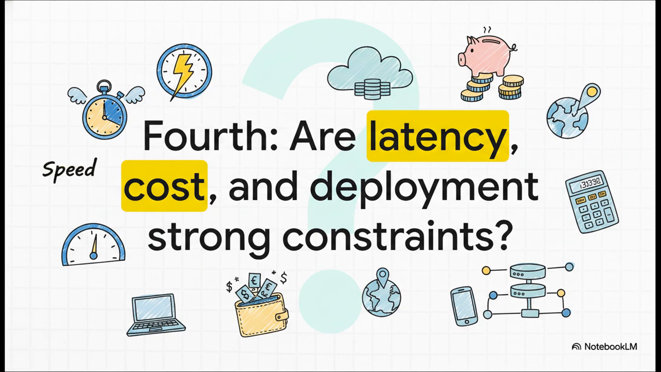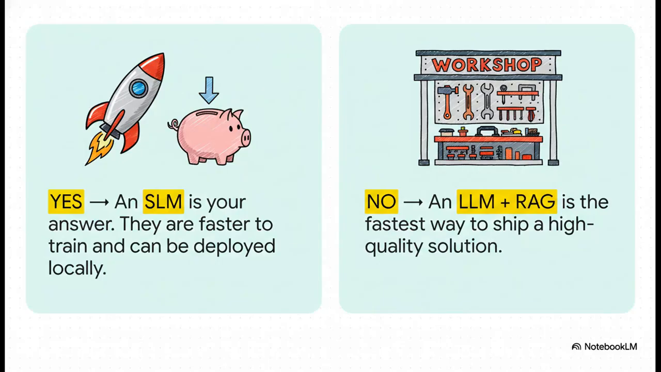And for our final question, let's get into the brass tacks, the practical, operational stuff. How critical are speed, budget, and where this model actually runs? Are these non-negotiable constraints for your project? If the answer is a big yes, if every millisecond of speed and every penny in the budget counts, then an SLM is almost certainly your best bet. It's just designed for that kind of efficiency. Now, if you have a bit more flexibility on those fronts, using a bigger model with RAG is often the quickest way to get a really high-quality solution up and running.